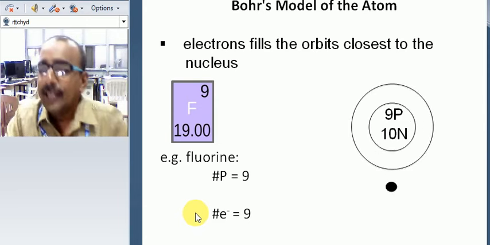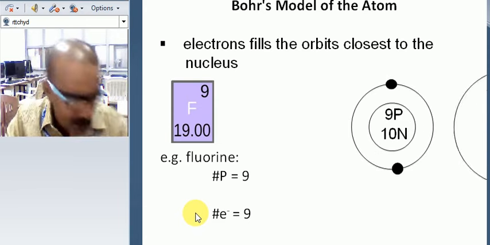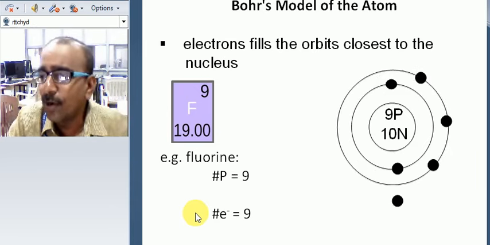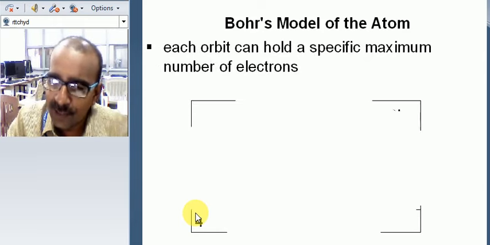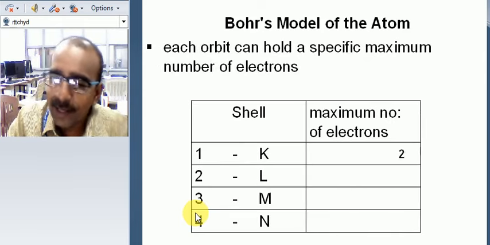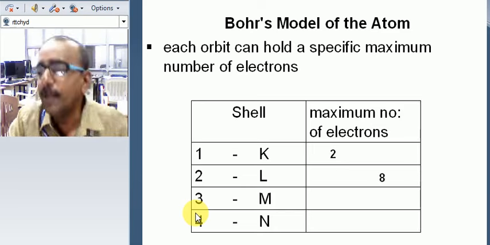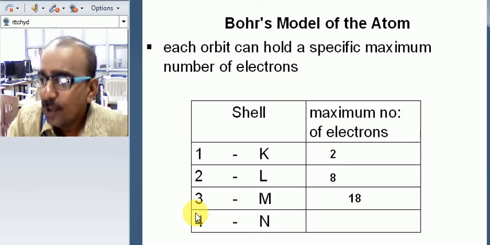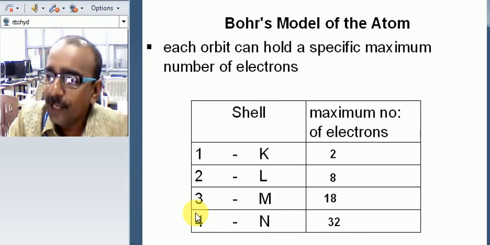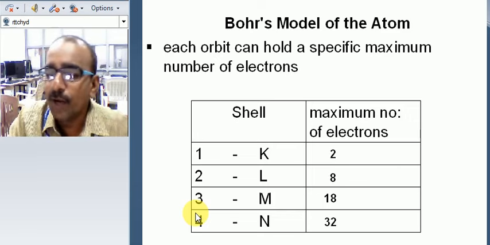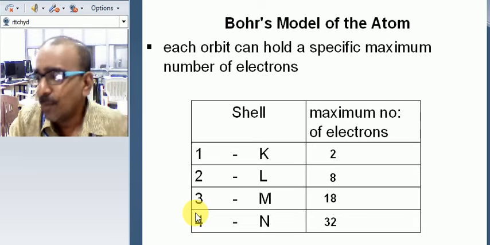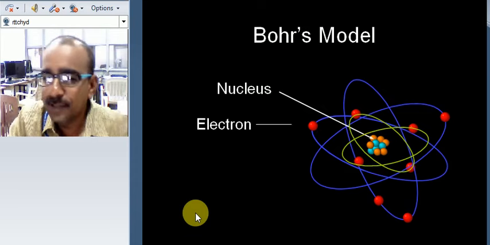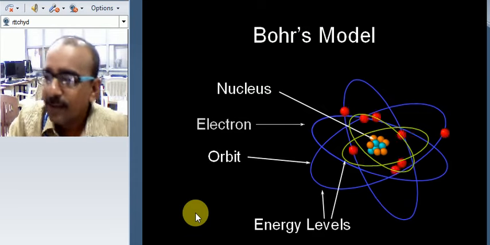In Bohr's atomic model, each orbit can hold a maximum number of electrons. There are four types of shells, K, L, M and N. And the maximum number of electrons which can be held by these shells are 2 for the K shell, 8 for L, 18 for M, and 32 for N. These are the maximum numbers of electrons. The pictorial description of this Bohr's model you can see in the next slide, which is being displayed.